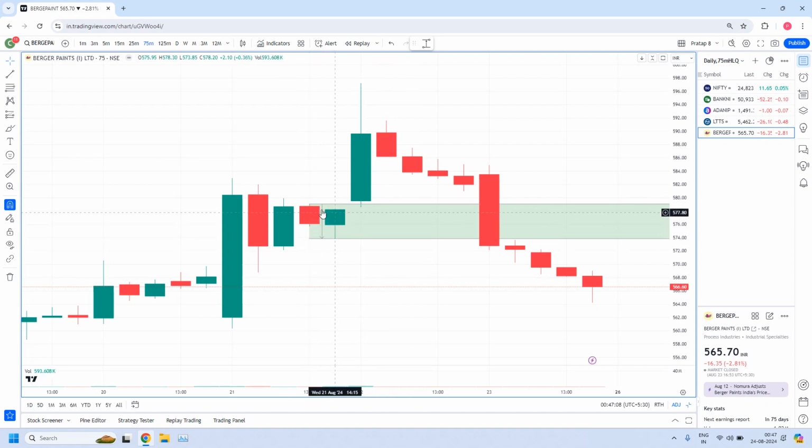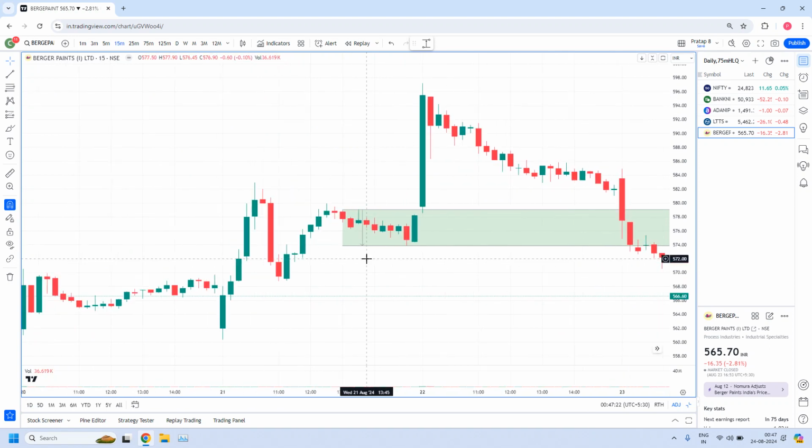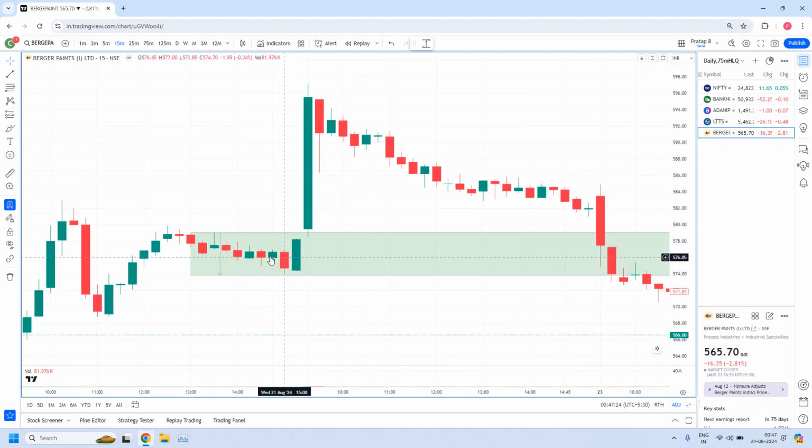First of all, this is a 75 minutes high liquidity zone, rally base rally. This 75 minute zone, we want to fine tune in the 15 minutes time frame. So I'm changing the time frame to 15 minutes. Now look into the 15 minute structure. Here these are all base candles. You have 1, 2, 3, 4, 5, 6, 7, 8.